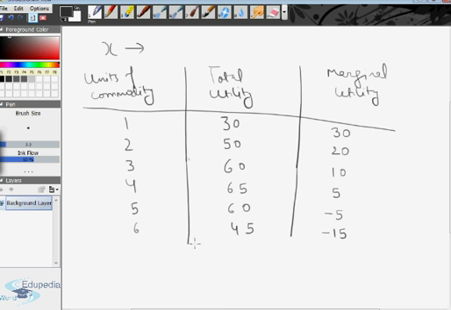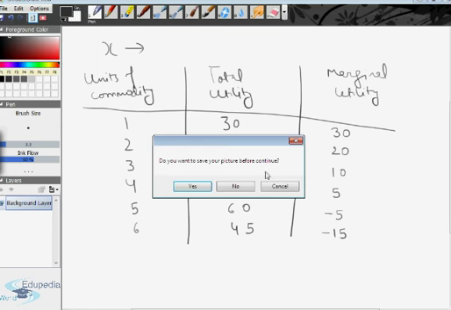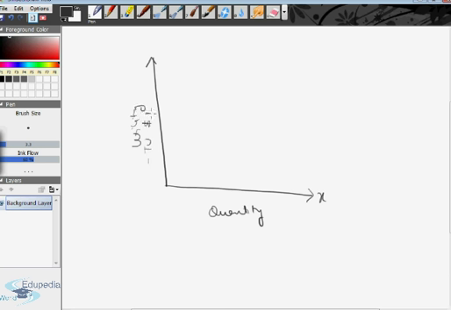Now if we have to plot this graphically, we can do that. Suppose this is a graph. On the x-axis I take the quantity, and on the y-axis I take the utility, which is total utility and marginal utility.